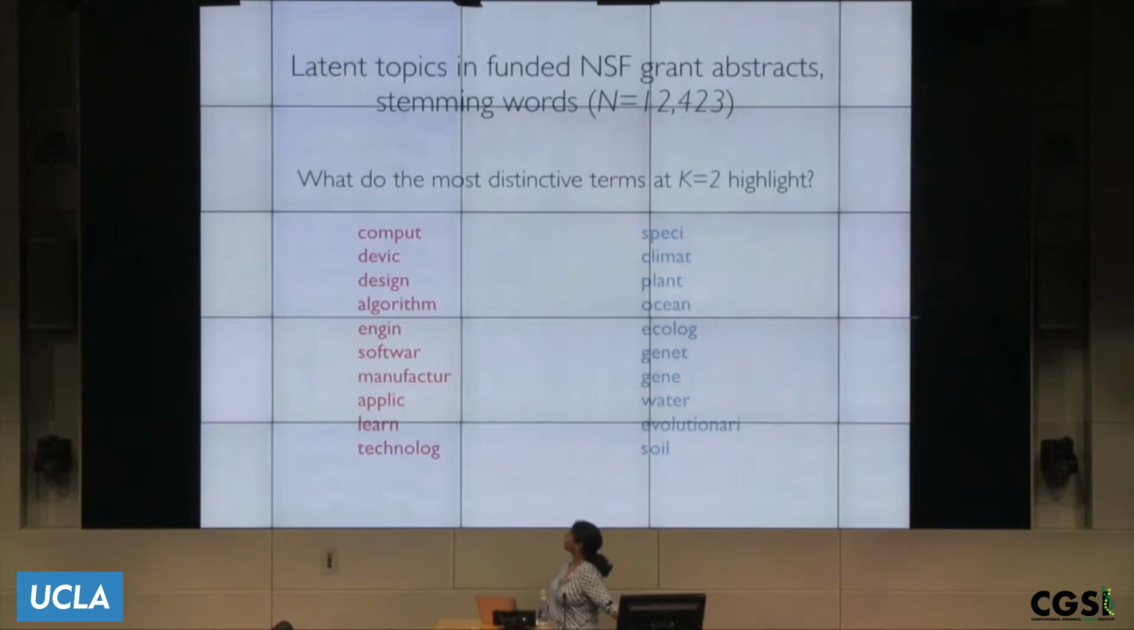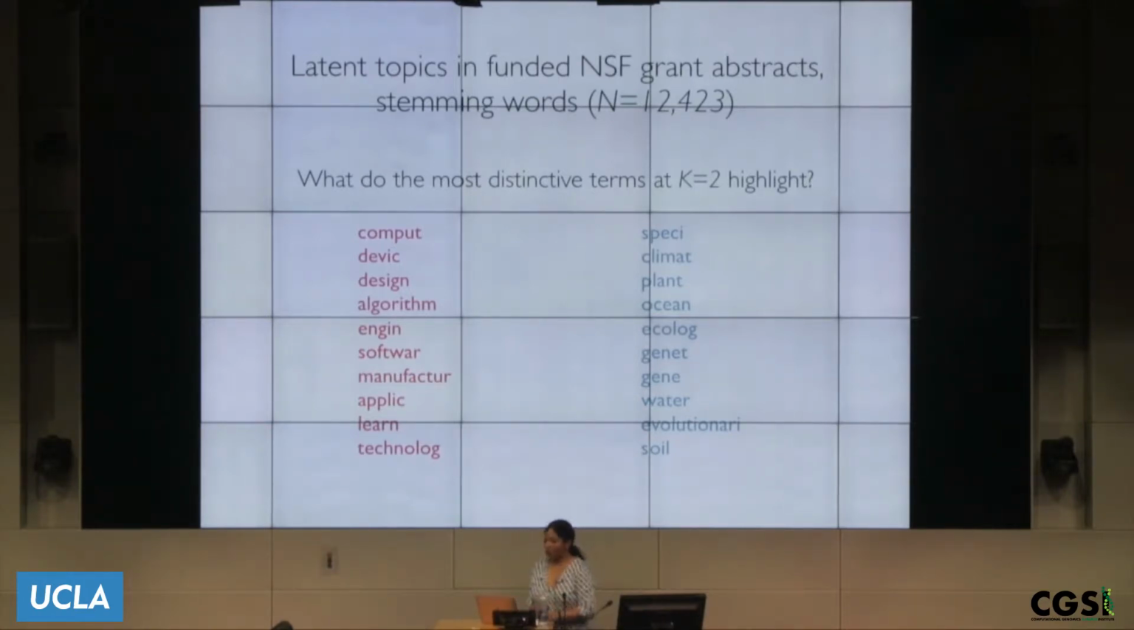Right. So okay. So here on the left are the I think 10 or 9 most distinctive terms for one cluster. So you can see they have to do with sort of computation, maybe in the natural sciences also, some engineering, and biology, species, climate, plant, ocean, ecology, gene, genet and gene, different, water, evolutionary.